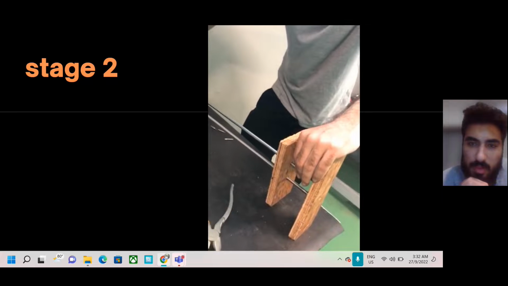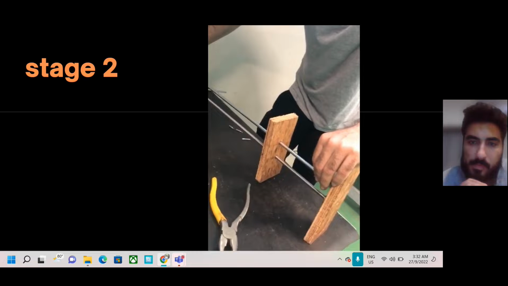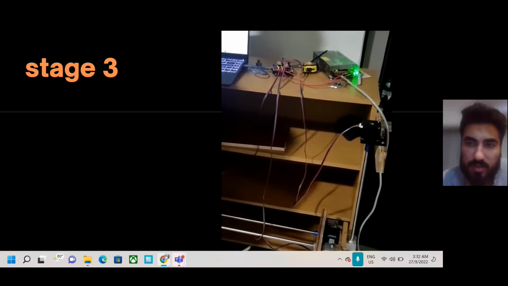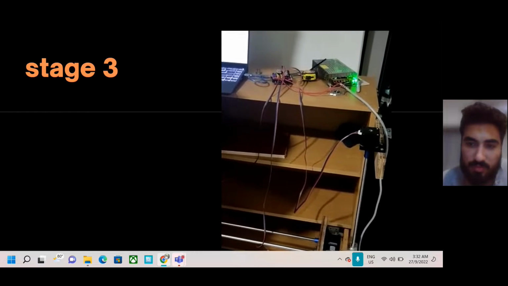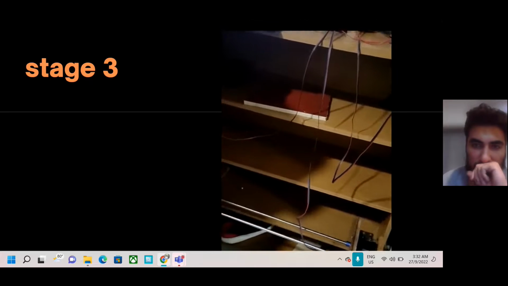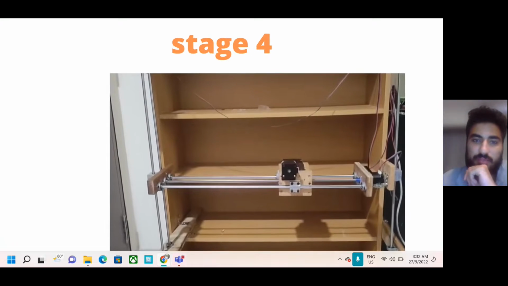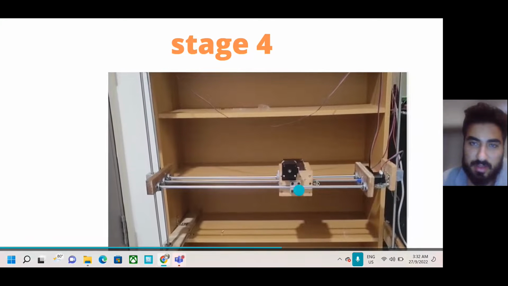As you can see here, after that, stage 3 is I connected the robot to the shelf and I started moving it up and down and right and left. As you can see here right now, it's moving down and it's going to move up. In stage 4, I connected the Z-axis.